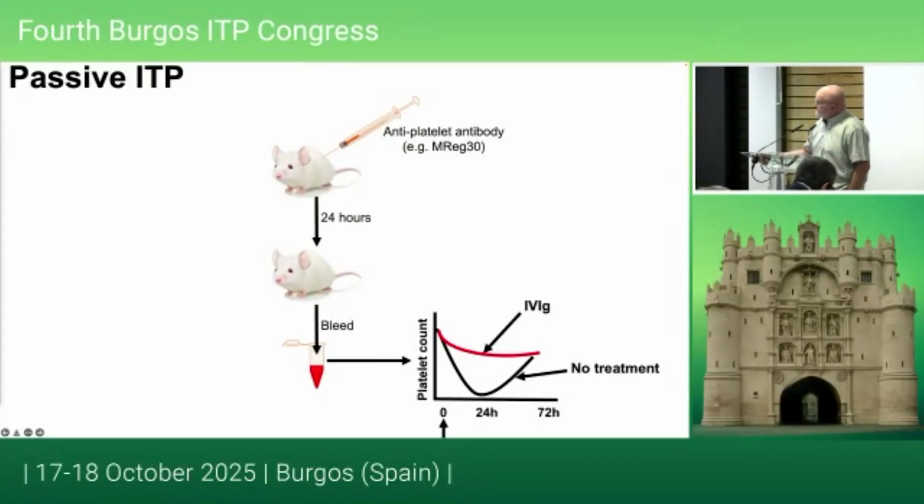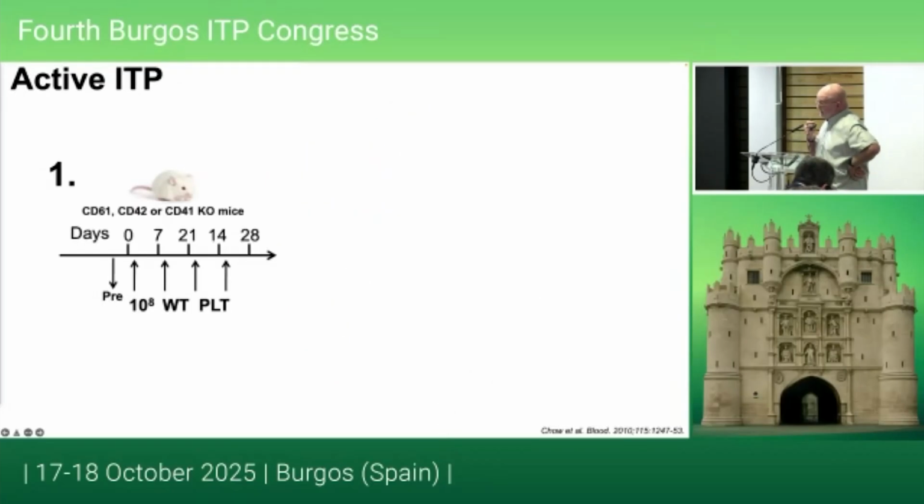If you give these animals IVIG, you can completely suppress that thrombocytopenia, so they rescue the platelet count. So this type of model is amenable to certain therapies that we can do to look at how we can combat antiplatelet antibody-induced thrombocytopenia. The active model, my lab developed it about 15 years ago, and it's a little bit more complicated, but it's not that difficult to understand.